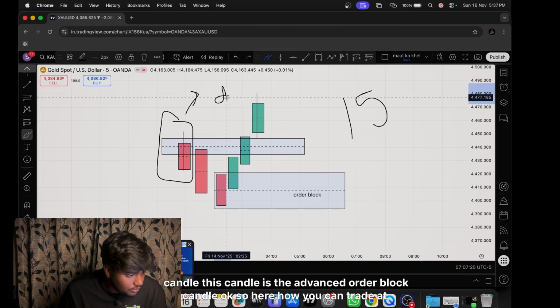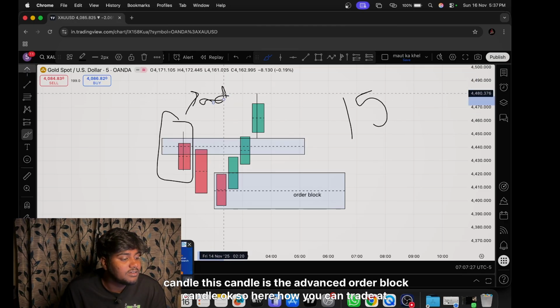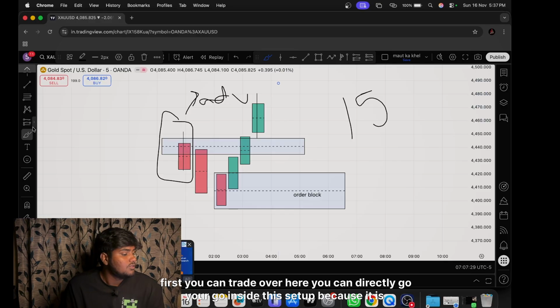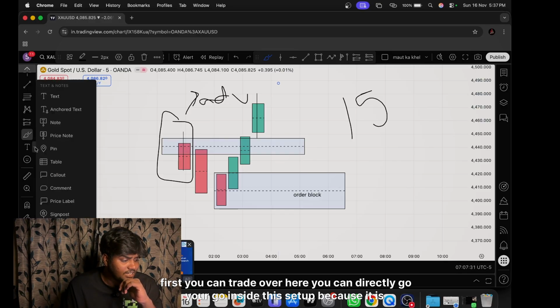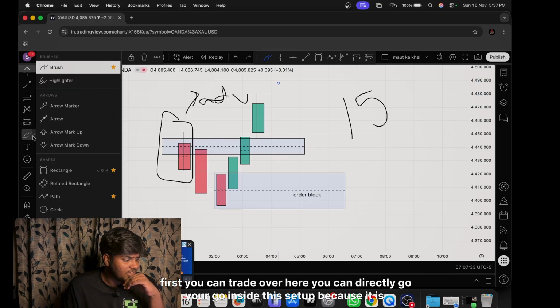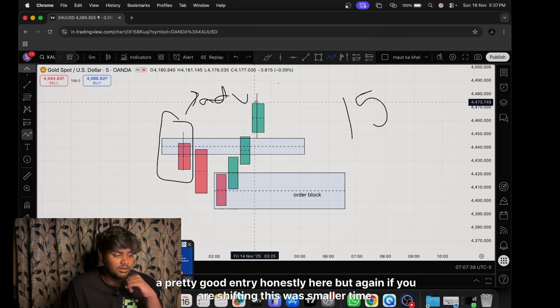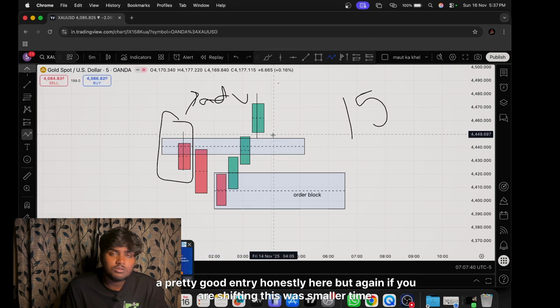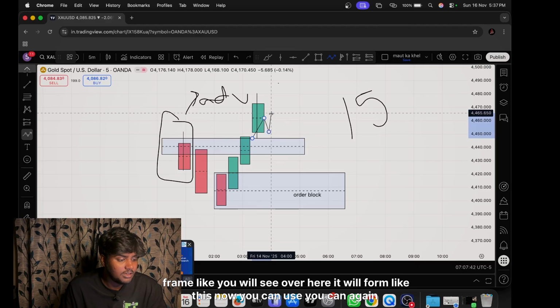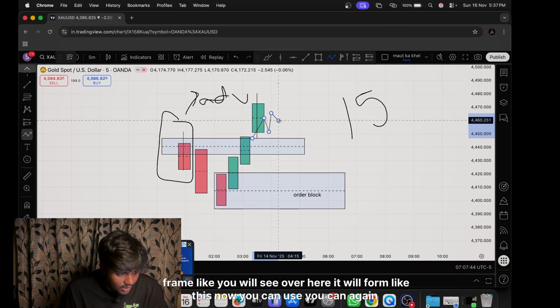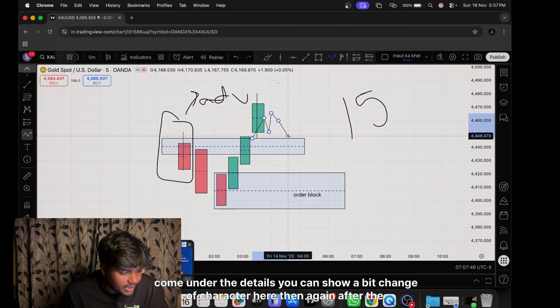So here is how you can trade. At first, you can trade over here. You can go directly inside this setup, because it's honestly a pretty good entry. But if you shift to a smaller time frame, you will see it form like this. Now you can come again on the retest, and you can see a bit of change of character here.